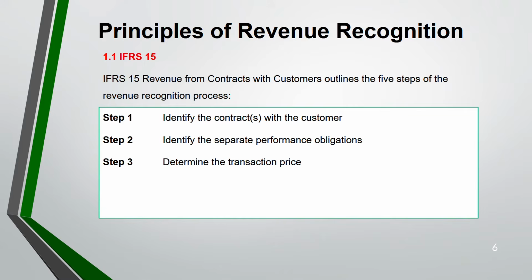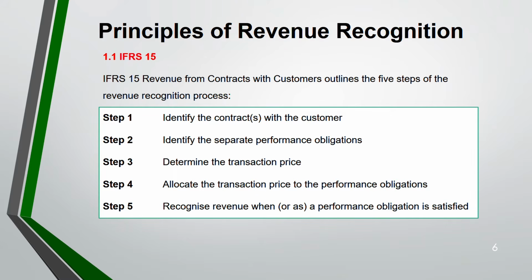Step 3, determine the transaction price. There should be a price set to it. Step 4, allocate that price among the various performance obligations if there are more than one. Then step 5, recognize revenue over a period or at a point in time.